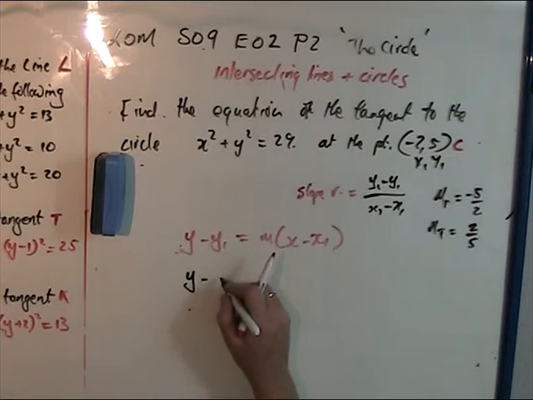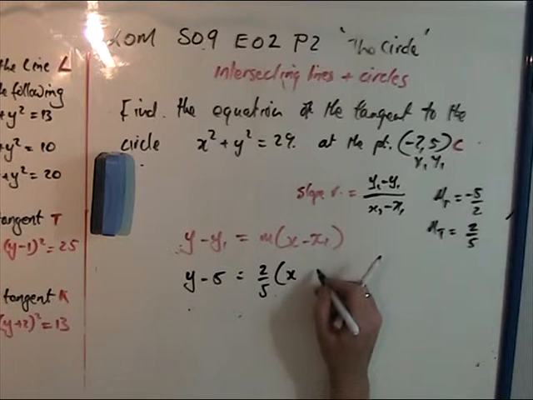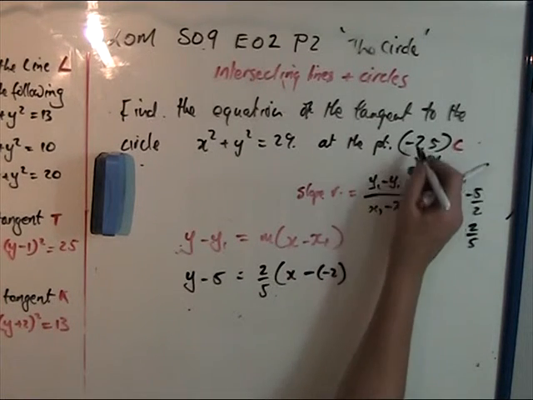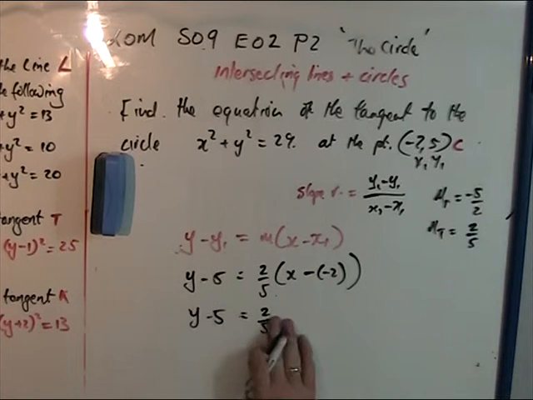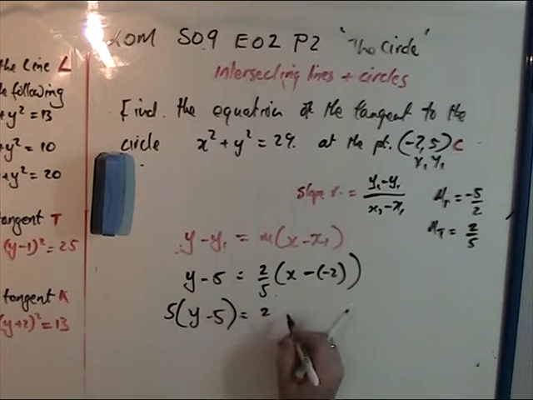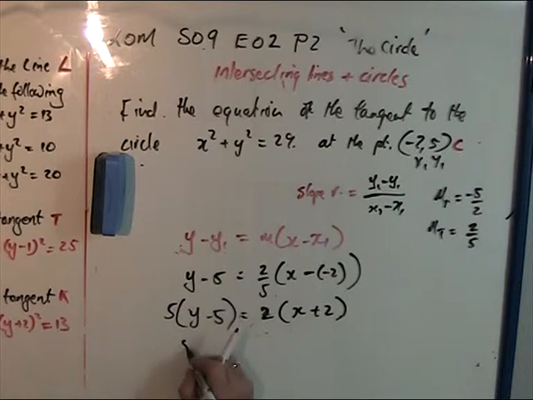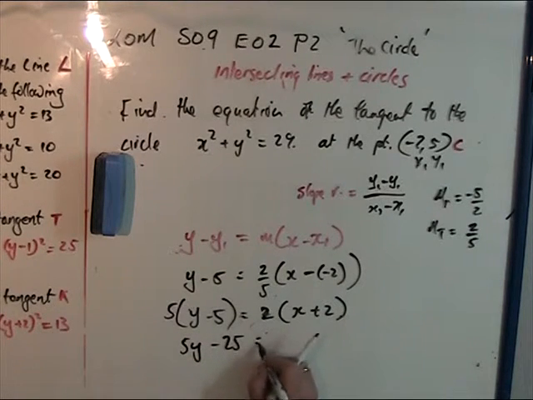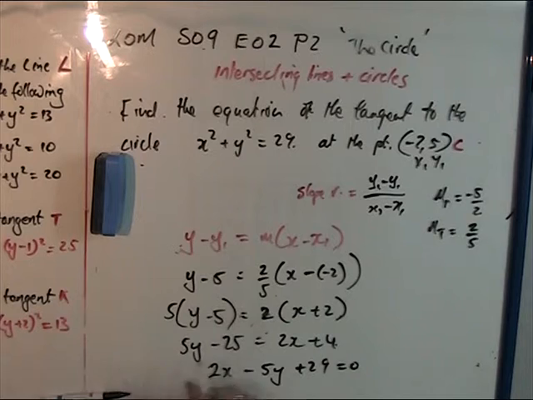So it's y minus 5 is equal to m, which is 2 over 5, times x minus x1, which is minus 2. Do you see that there? Okay, so that becomes y minus 5 is equal to 2 over 5 times x. I'm going to bring the 5 across and multiply by 5, so 5 times y minus 5 is equal to 2 times x plus 2. Okay, I multiply it out and it becomes 5y minus 25 is equal to 2x plus 4. I bring them over and it becomes 2x minus 5y plus 29 is equal to 0. And this is the equation of the tangent t.